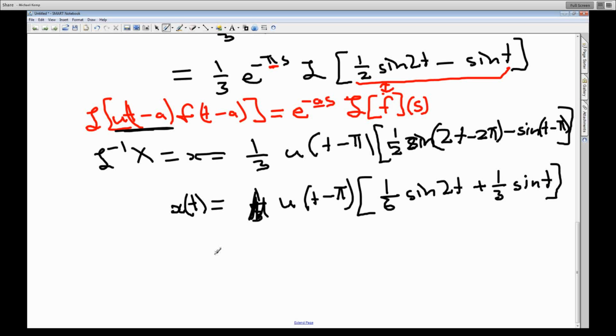And again, if you can write it down, this is a step function, so it turns it on. So basically, if t is less than pi, it's nothing. And otherwise, so when t is greater than or equal to pi for that matter, we're getting this function here.